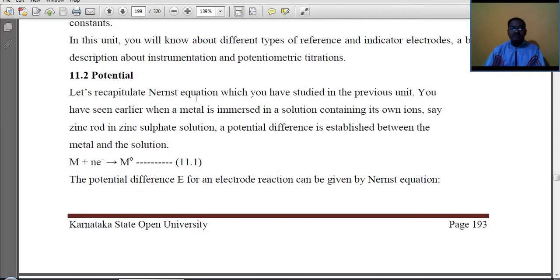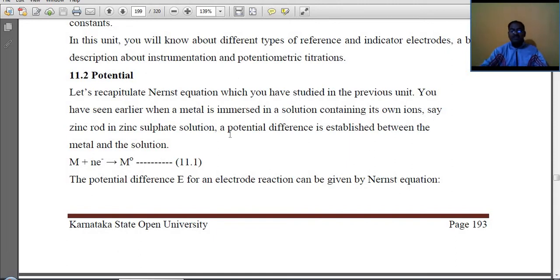That potential means, consider the Nernst equation, which we have studied in the previous unit. You have seen earlier, when a metal is immersed in a solution containing its own ions, say a zinc rod in zinc sulfate solution, a potential difference is established between the metal and the solution.